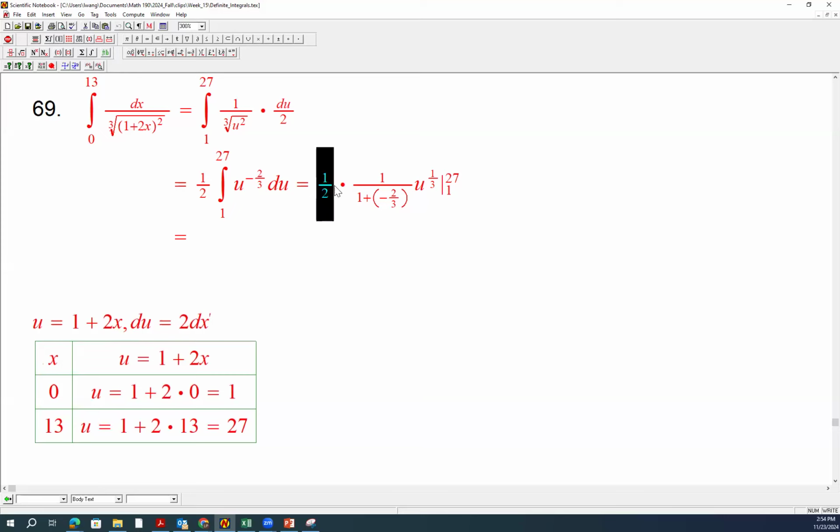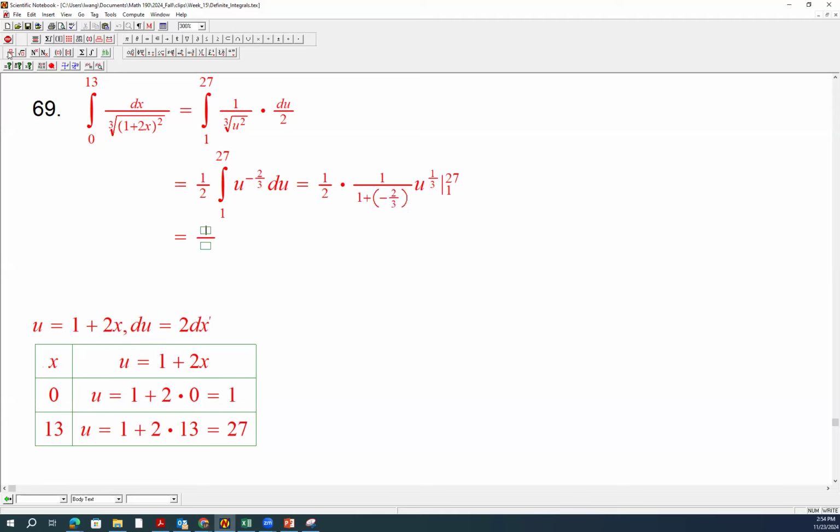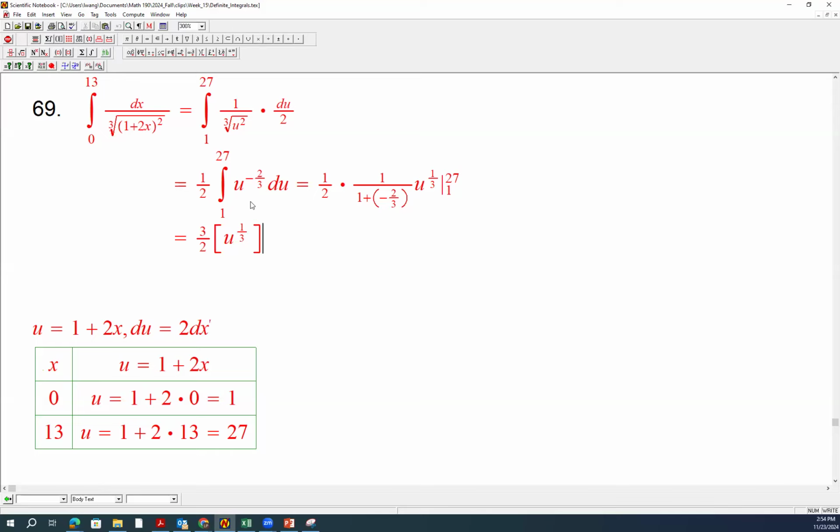Okay, simplify. We have a half here, and this part we just basically get a 1/3, right? 1 over 1/3 is 3, so we get 3/2. And u raised to the power 1/3, so we're going to put in the bracket u raised to the power 1/3, because now we're evaluating capital F of B, subtracting capital F of A. Okay, so u would be 27 here, 1 over here.